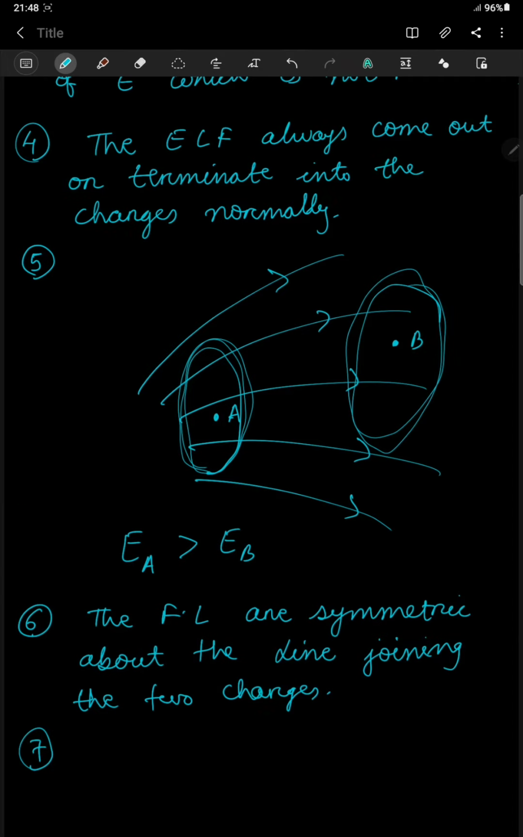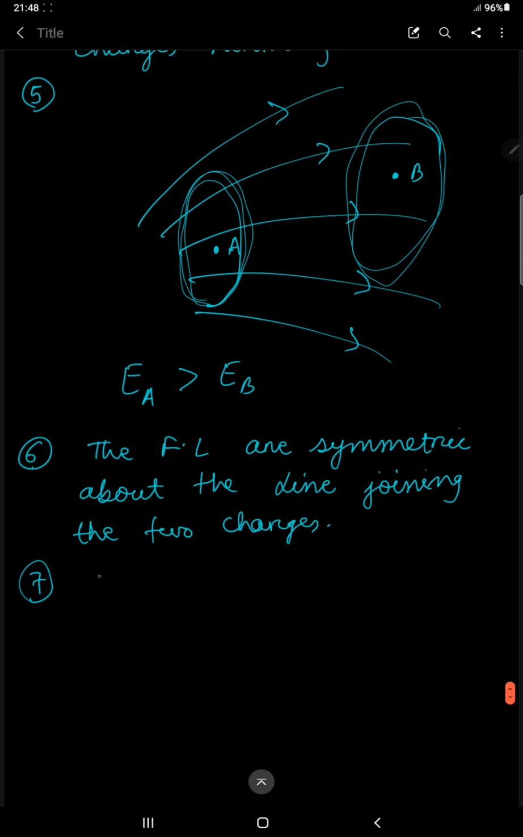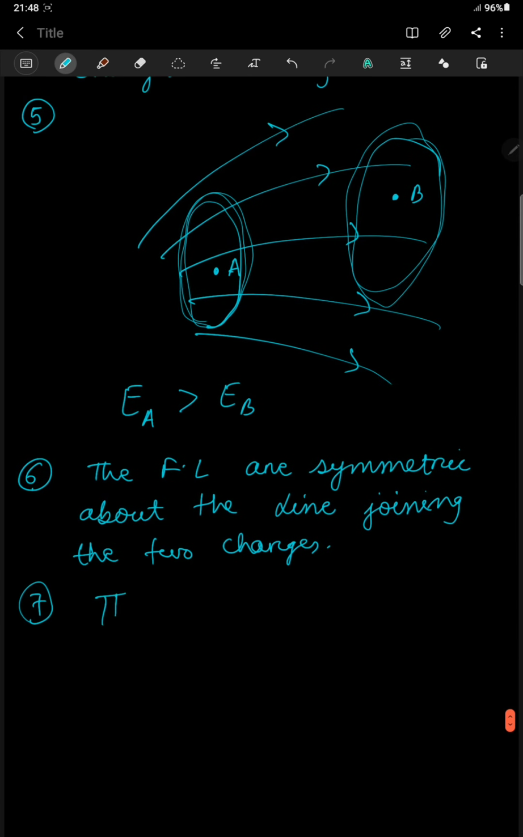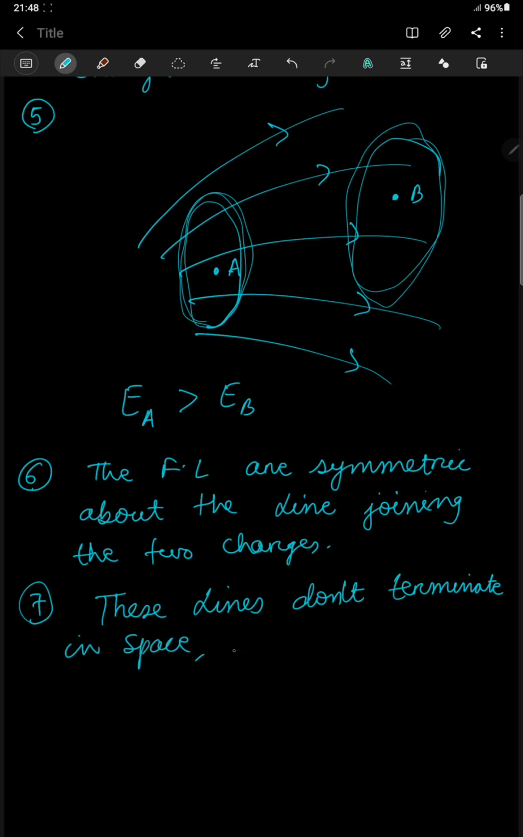Then the seventh one: these lines don't terminate in space. What does it mean? It means they extend up to infinity. So these are basically the 7 properties of your electric field lines.